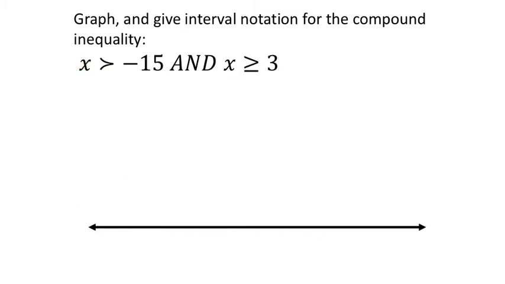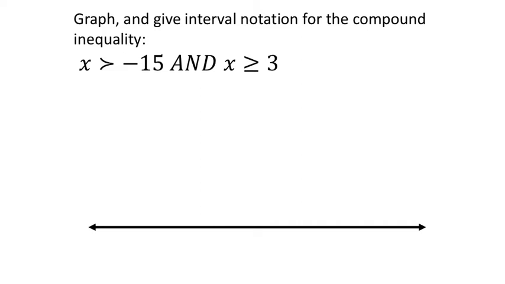All right, graph and give this one an interval notation. And we see that of the two inequalities, one is equal to, the other one's not. That's okay. That can happen from time to time. But we're looking for the and statement. So when we look at the graph, we want the intersection. But this one, yeah, we can graph this one.